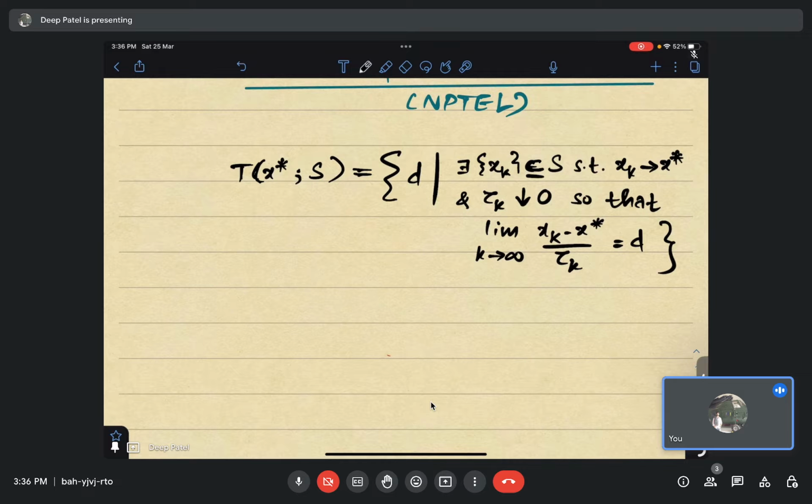But this was not your main question. I think there was something else that you were asking, something about the intersection of the tangent cone of the intersection of the sets. Yes, I was asking about the reason for the constraint qualification and how it affects the formulation of the KKT condition. That was my main question.